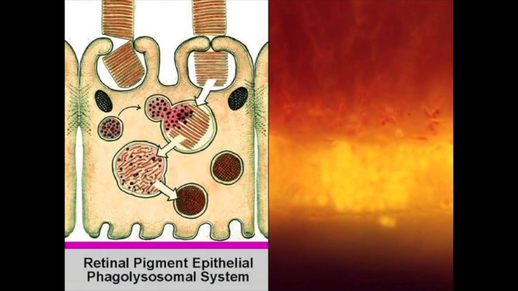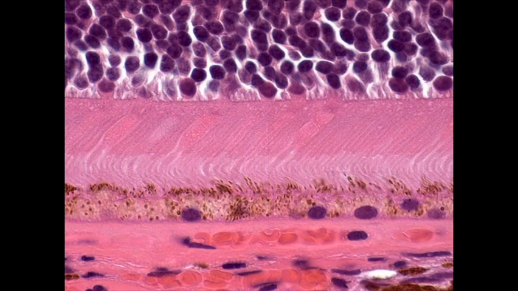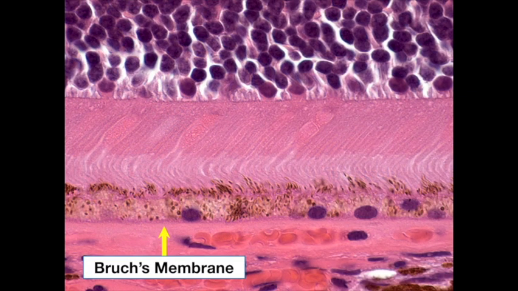The lipofuscin pigment is produced by the continual phagocytosis and digestion of the tips of the photoreceptor outer segments by the RPE's phagolysosomal system. The lipofuscin pigment accumulates with increasing age. The RPE rests on the inner surface of Bruch's membrane, the inner layer of the choroid.